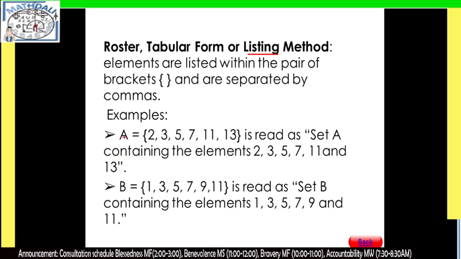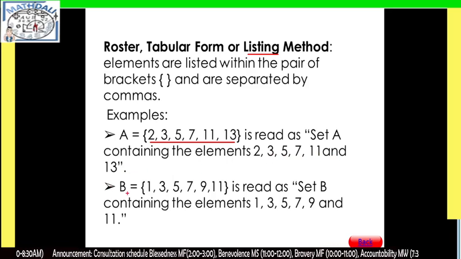Set A, the name of a set, again should be written in a capital letter and followed by equal sign. Then we have the symbol for set, which is our brace. Okay, so given the element, we're going to list down the element separately. Okay, so enclose here the element and it's separated by commas. That can be read as set A containing the elements 2, 3, 5, 7, 11, and 13.